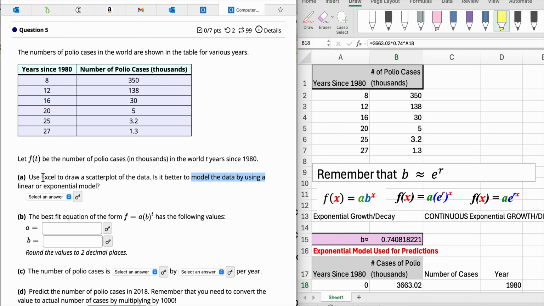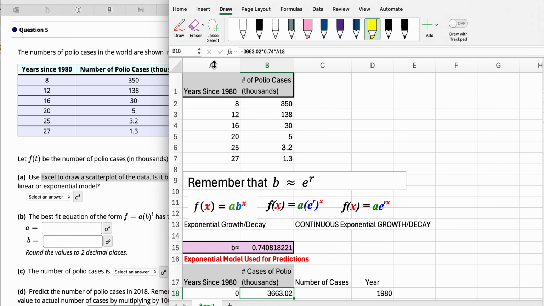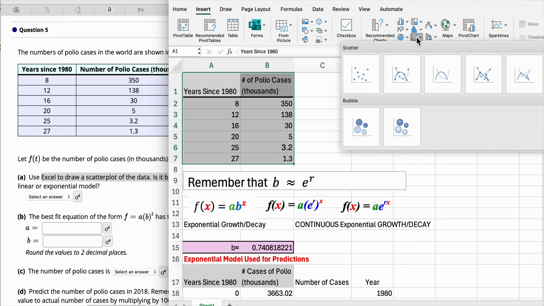And I'm going to use Excel to do that. So I'm going to look at a scatter plot of the data, and then I'm going to decide which model is better. So I'm going to come over here. I already have this pre-populated here. So I've entered the data, years since 1980, thousands of cases of polio. And so let me just select this whole table, and then I'm going to insert. And then I'm going to go here to the scatter plot.